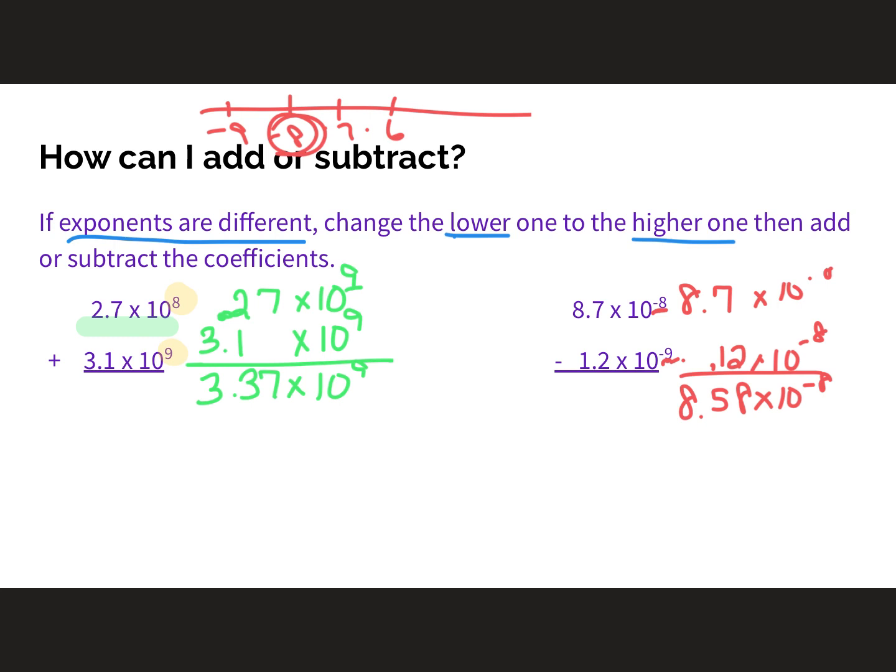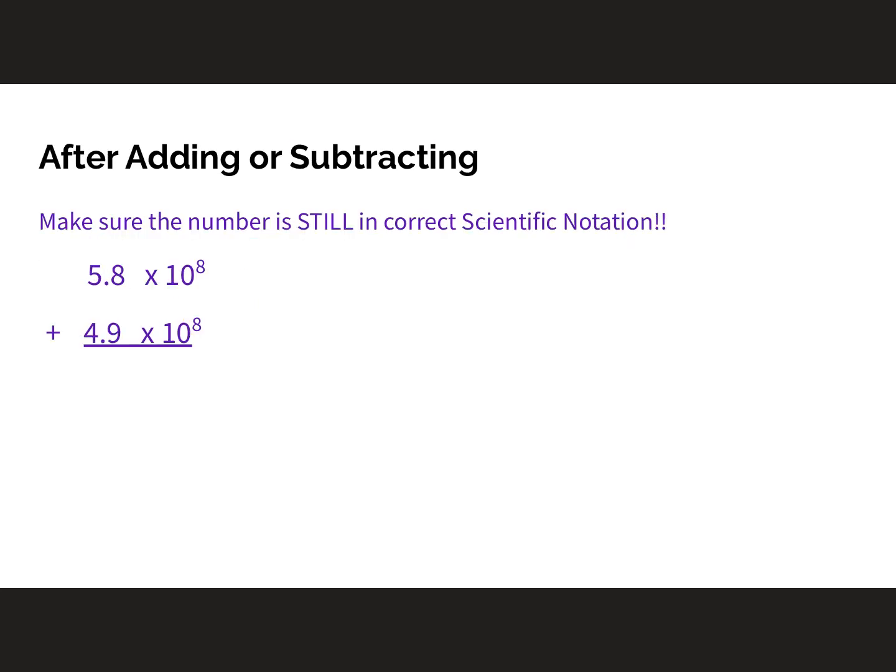Okay, not too bad. Okay, what about after I add or subtract? We have to make sure the number is still in correct scientific notation. What do I mean? Well, let's look at this problem. I've got 10 to the 8th for both of them, so I can bring down my 10 to the 8th power. And we are adding these, so 8 plus 9 is going to give me 7. I'm going to carry a 1. 5 plus 1 is 6, plus 4 is 10. So I'm left with 10.7.